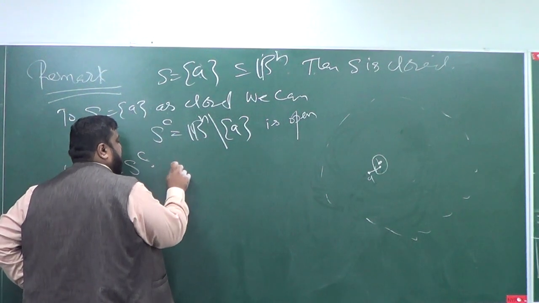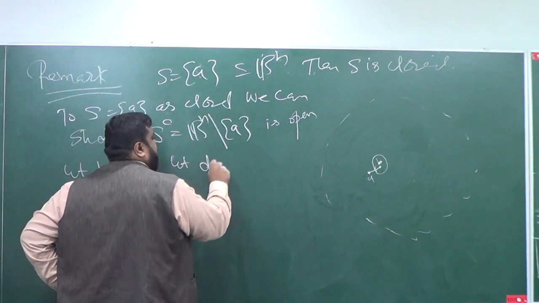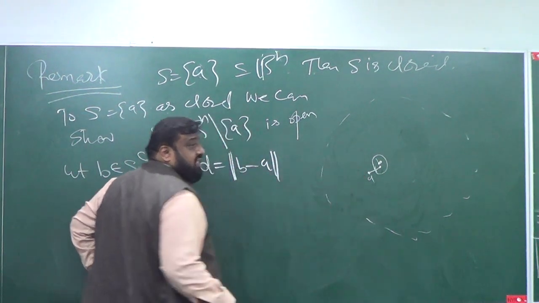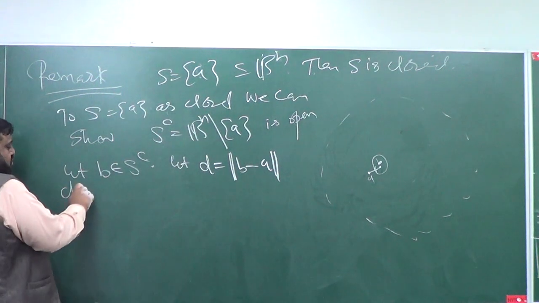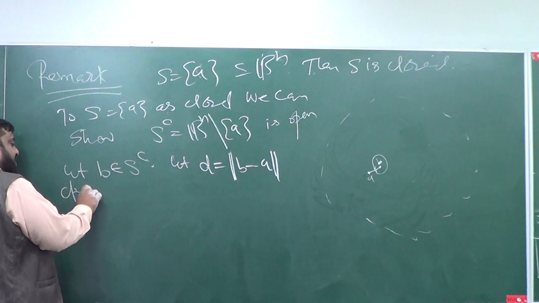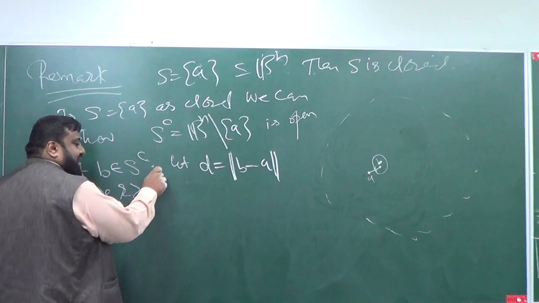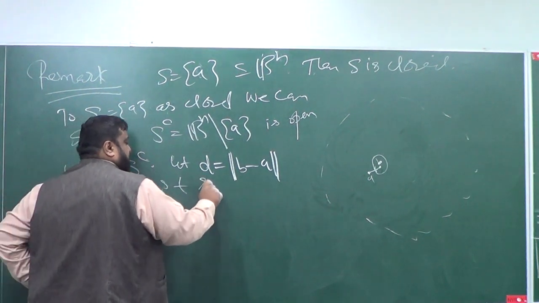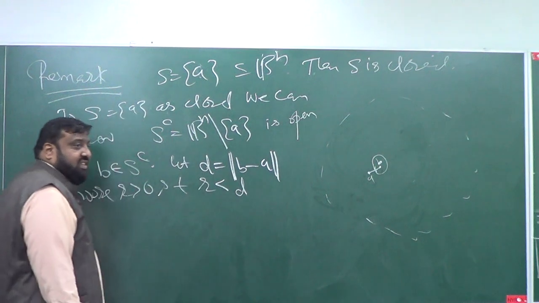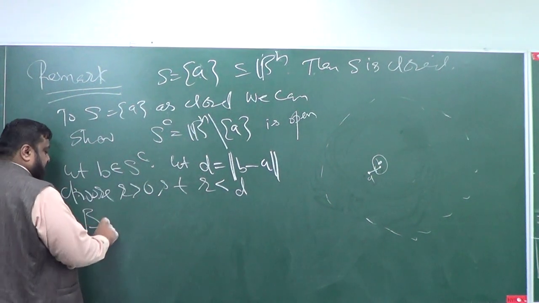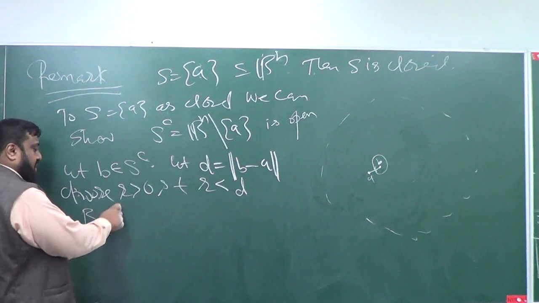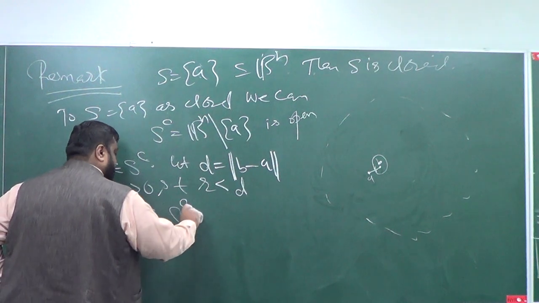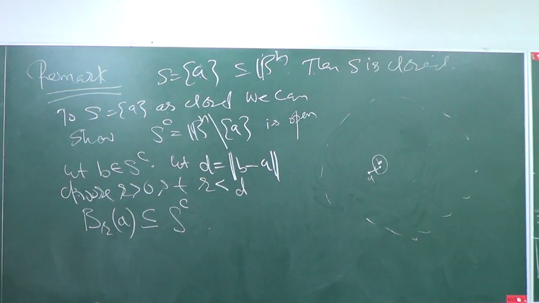Now, let D be the distance between the point B and A. Choose an R that is positive, such that this radius is smaller than D. Consider the ball of radius R around B, and you can show that this is entirely contained in S complement.